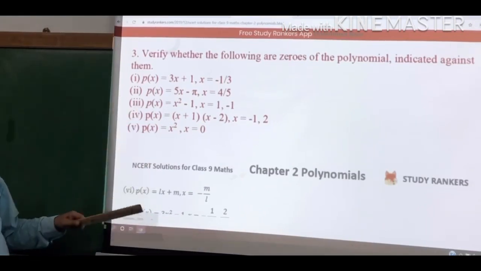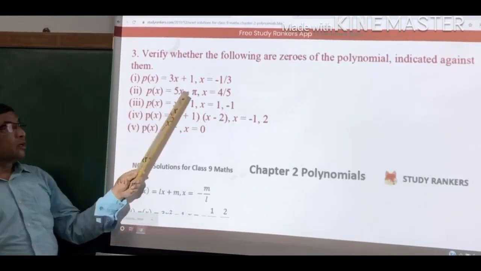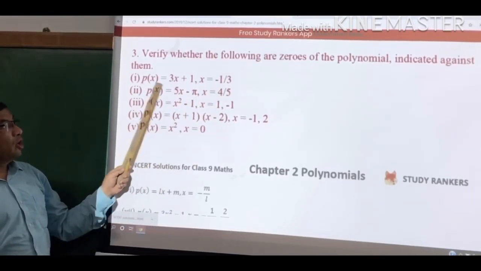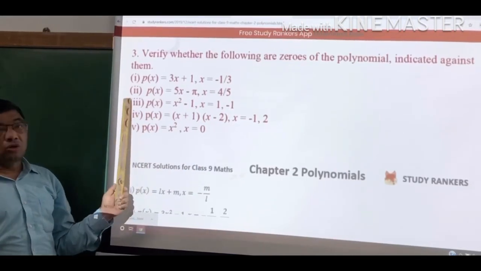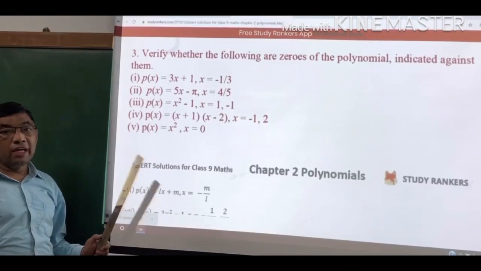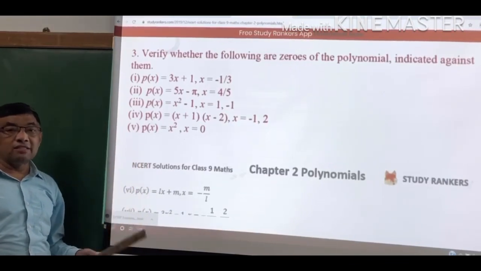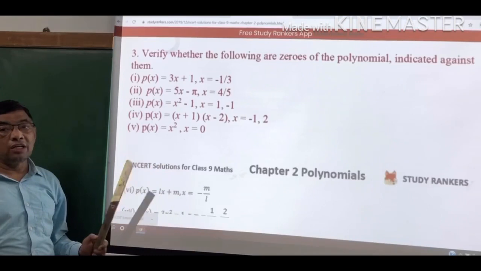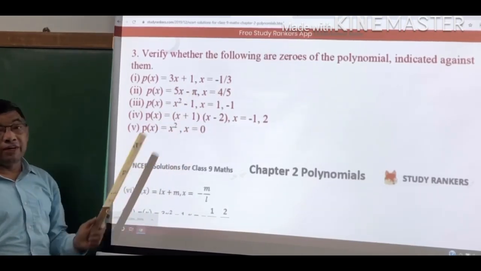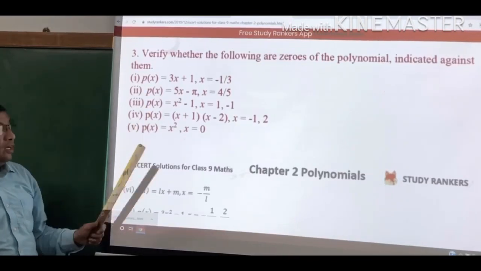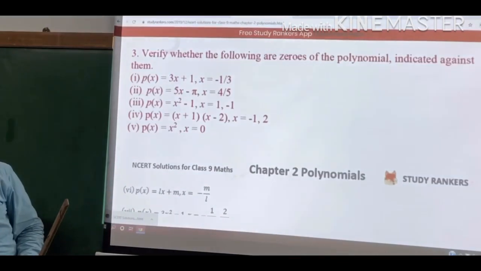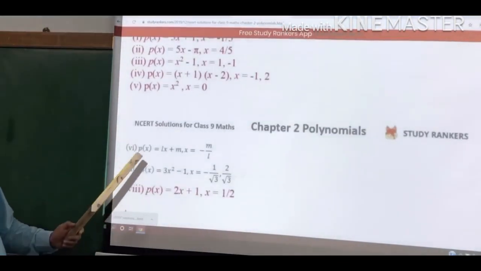So we have to check whether this value x equal to minus 1 by 3 is a 0 of this polynomial. So how to find out that? If the answer is coming 0, then it is a 0. If any other answer is coming, then it is not a 0. So first of all we apply minus 1 by 3 in place of x in the first given term 3x plus 1, and we check what answer is coming here. So we see it one by one.